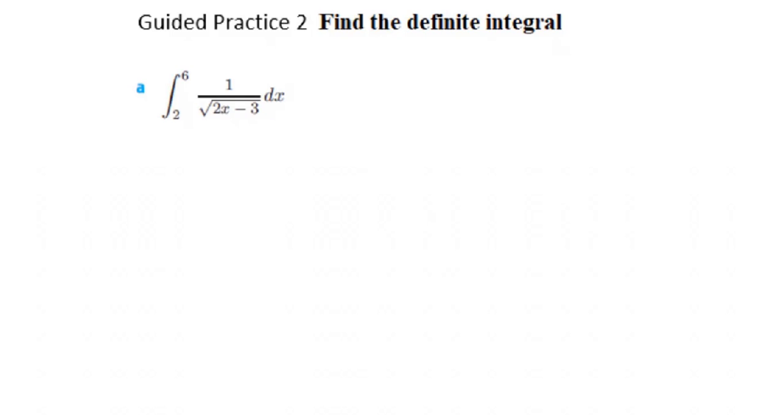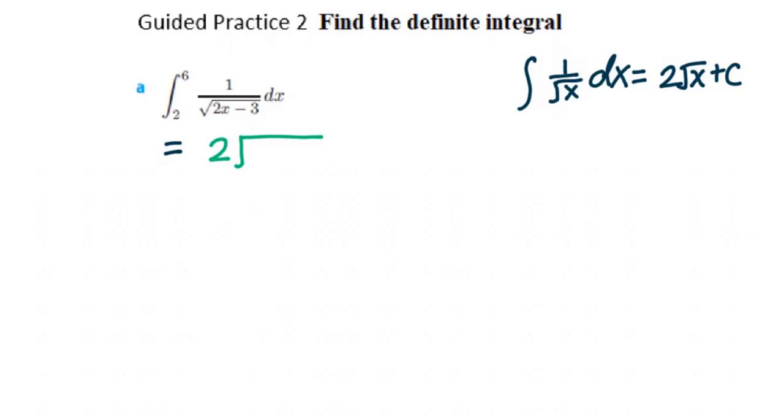For guided practice 2, find the definite integrals. For A, first of all, we will use this formula: the integral of 1 over square root of x dx equals 2 square root of x plus c. Therefore, we will get 2 times the square root of 2x minus 3. Do not forget 1 over a, so 1 over 2.